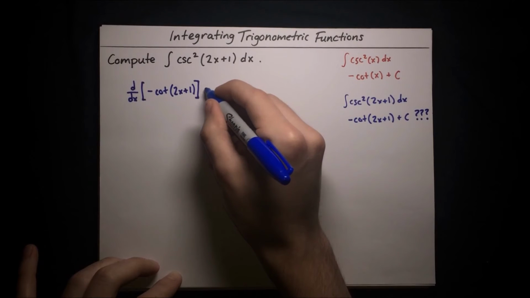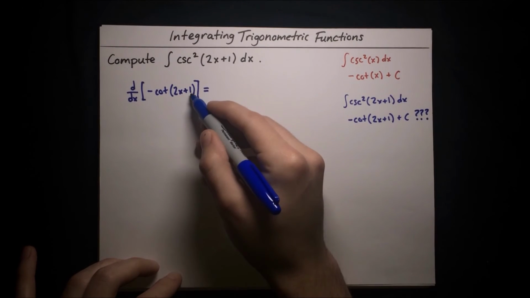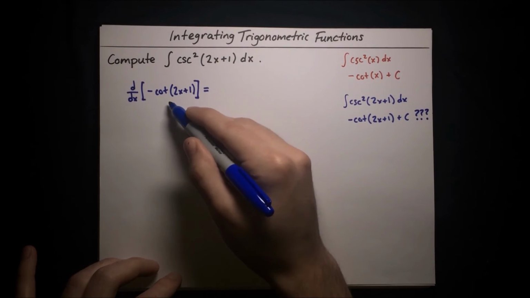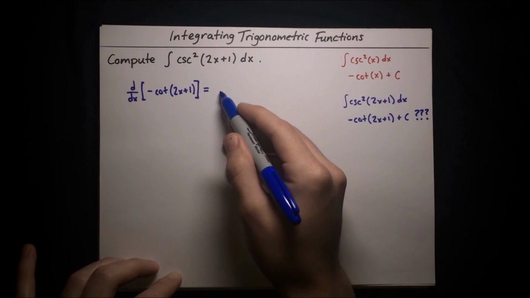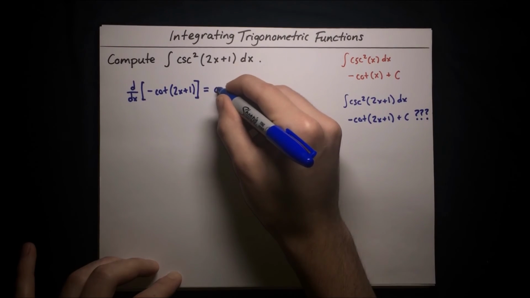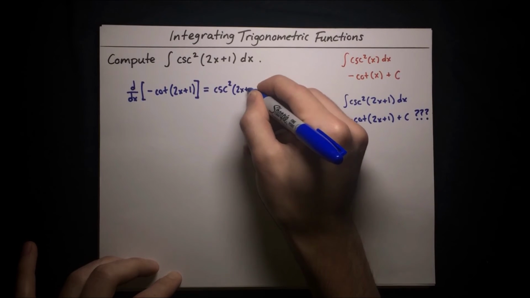Right, so this derivative is equal to what? Well, let's just go ahead and use the chain rule. The chain rule says that we can forget about the input 2x plus 1 and just differentiate that negative cotangent part. Goes to negative cosecant squared under the derivative, but there's already a negative sign, so the negatives will cancel out, and we'll just have cosecant squared of 2x plus 1.